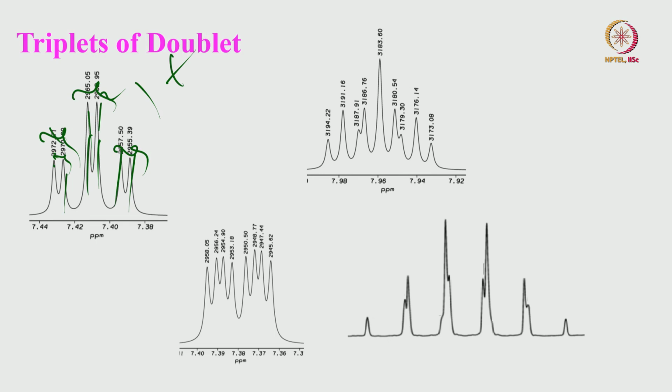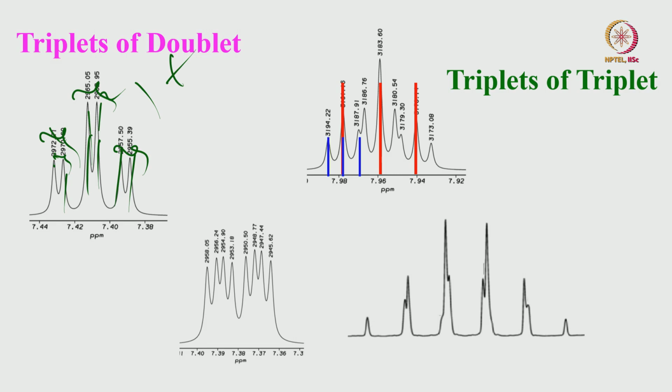What about this pattern? This looks more complex, but I told you this is how we have to get the analysis done. It looks like a pentet sometimes or a sextet, but of course it is because of overlap of the coupling. Fortunately here there is not much overlap, so very easily you can identify. If you carefully look at this pattern, you will see there is one larger triplet here, and then each line of the triplet is split into another triplet like this. What do you call this? It is triplets of triplet, a realistic example.